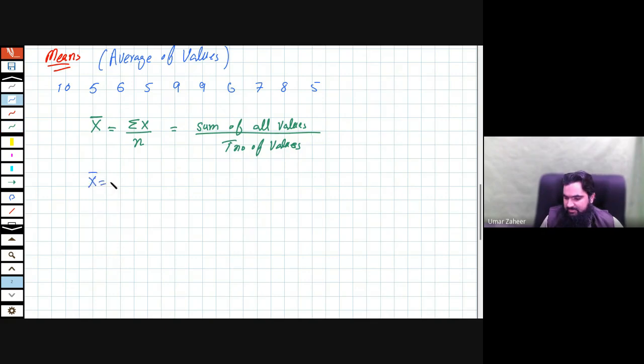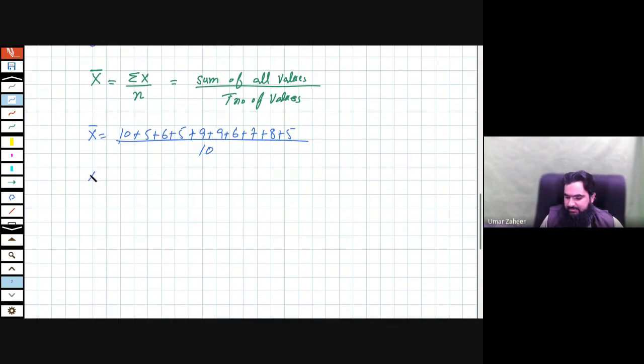Let's find the mean here. So x dash is equal to 10 plus 5 plus 6 plus 5 plus 9 plus 9 plus 6 plus 7 plus 8 plus 5 divided by the total number of values. And the total number of values is 10. Please find the value. Use the calculator and find these values. Sum all of them and divide by 10.